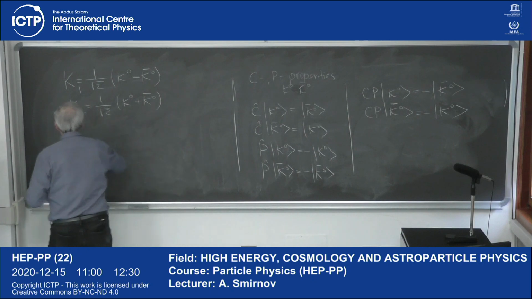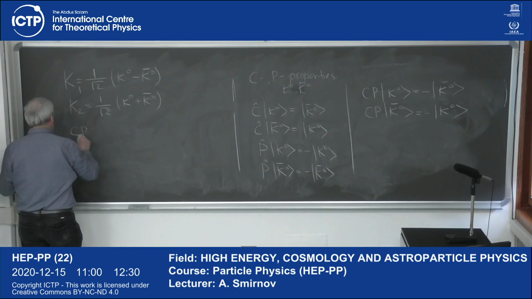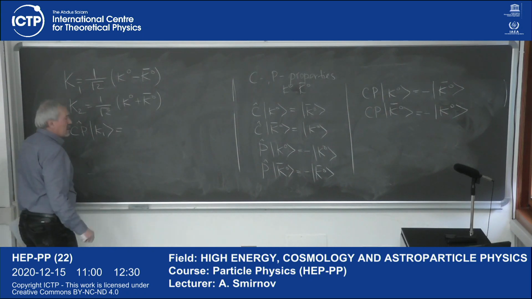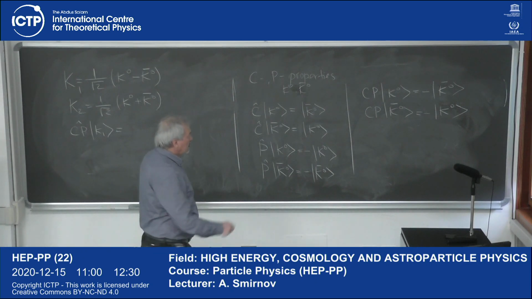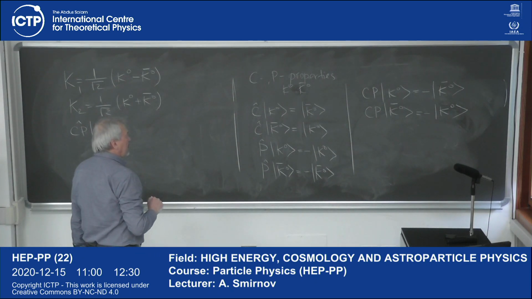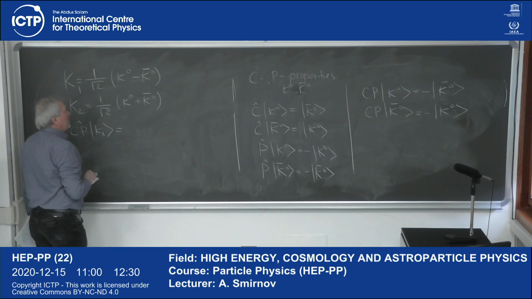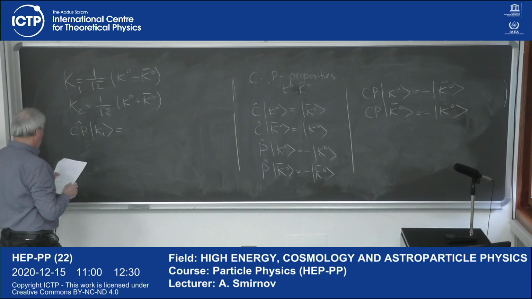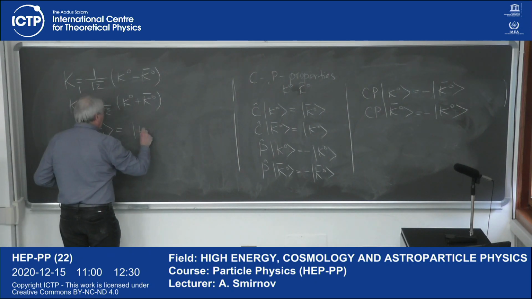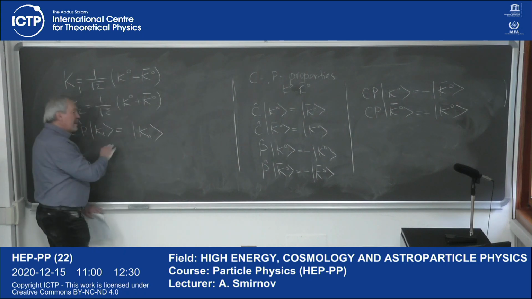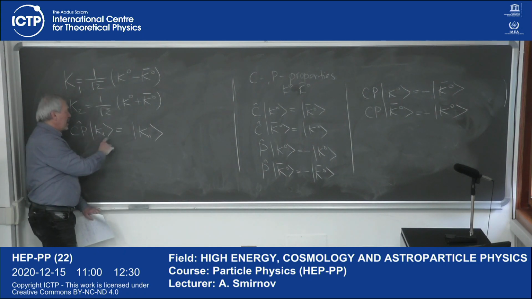Now what are the CP properties of these states? Now CP acting on K1 gives me what? Using these properties under CP of K0 and K0 bar. So what will we get for K1 transformations? How is this transformed under CP? It's the same K1. It's already more interesting because now you see we have K1 and K1 here, which means that K1 is a combination which has definite CP properties.